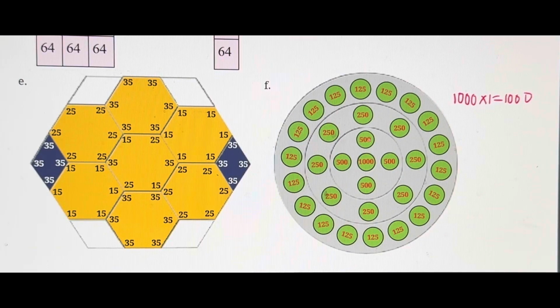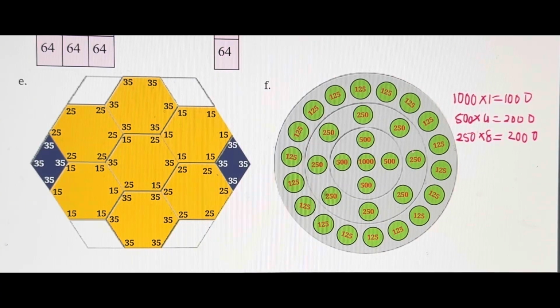Then we see 500. It is how many times? 4 times. 1, 2, 3, 4. So 500 into 4. 5 fours are 20. So that gives you 2000. Then 250. 1, 2, 3, 4, 5, 6, 7, 8. It is 8 times. Right? So 250 into 8. 25 eights are 200. So here again you are getting 2000.